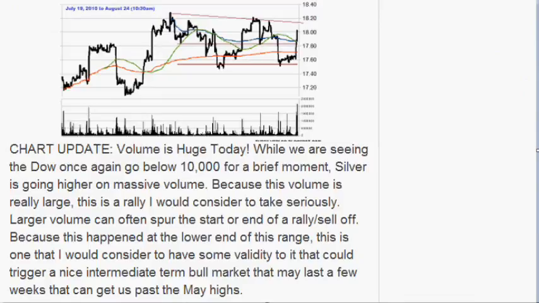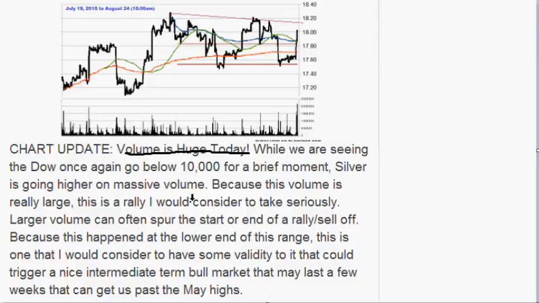On the blog, I had the silver chart up, and I was stating volume is huge today. While we are seeing the Dow once again below 10,000 for a brief moment, silver is going higher on massive volume. Because this volume is really large, this is a rally I would consider to take seriously. Larger volume can often spur the start or end of a rally/sell-off.